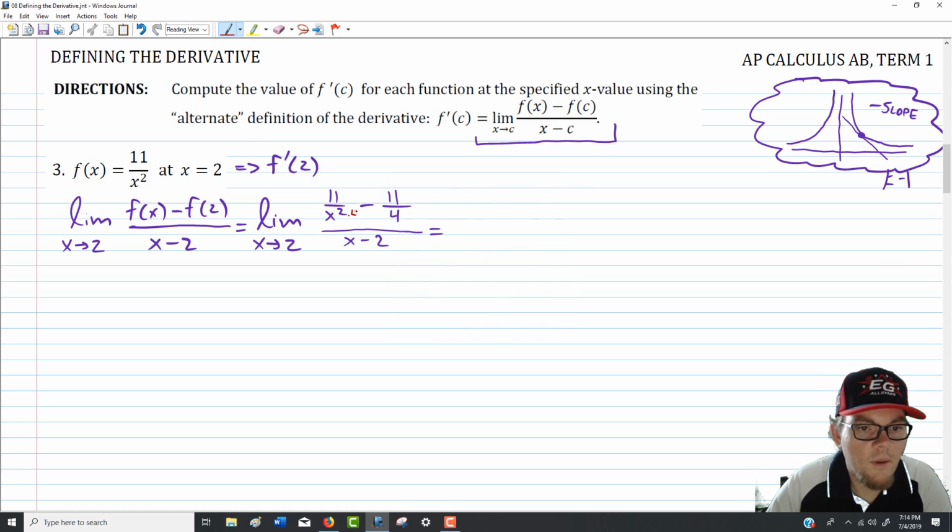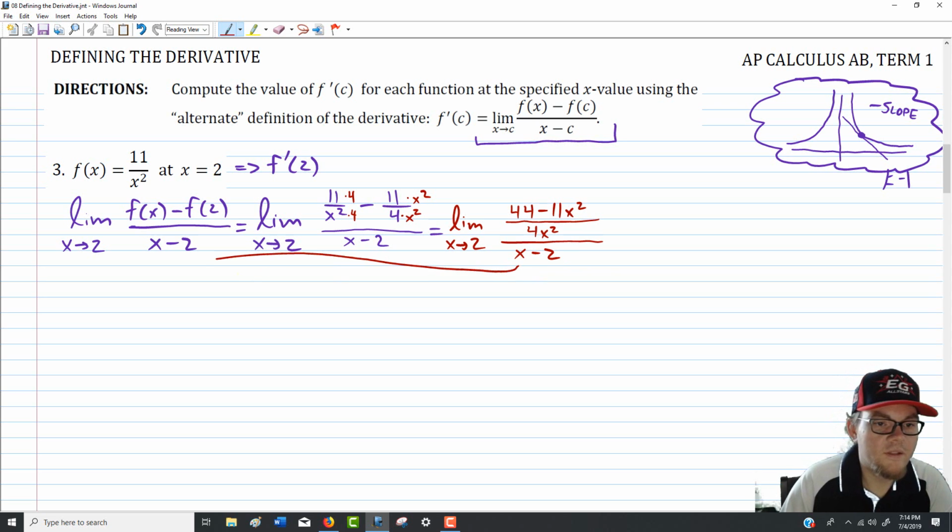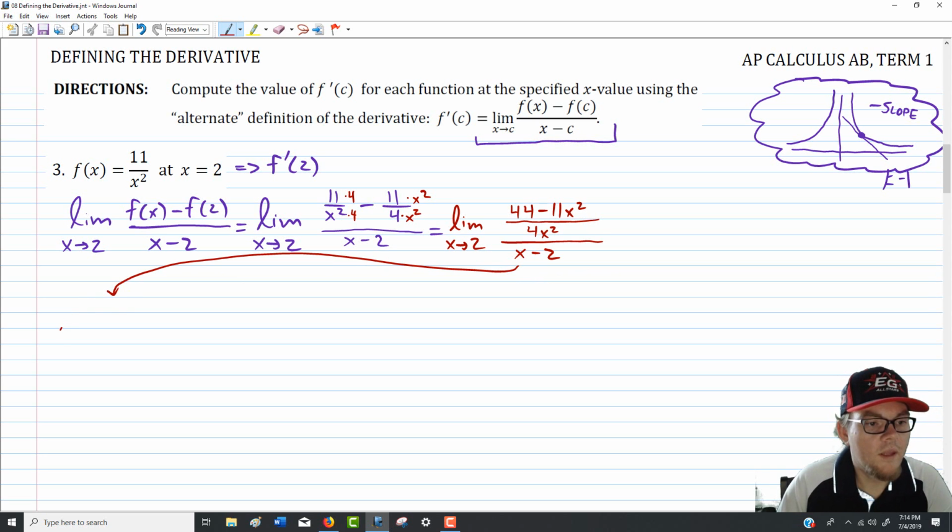Let's do this. Multiply by 4, multiply by 4, multiply by x squared, multiply by x squared. So in a sense, what we're doing is we're getting a common denominator. It's now going to be the limit as x goes to 2 of 44 minus 11x squared divided by 4x squared divided by x minus 2. So pulling this down a little bit, we can rewrite our limit. Got a couple different moves I'm going to make here.